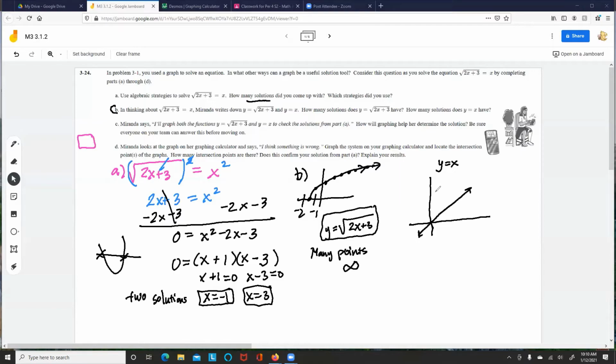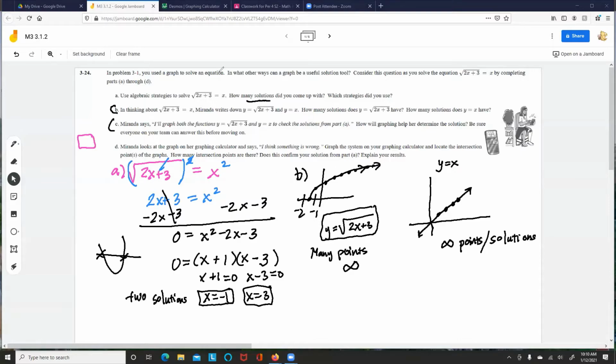Okay, so for y equals x, same question. How many solutions for this graph, y equals x? Infinite. They're infinite points, infinite solutions. So you're writing this down, right? Everybody's writing this down. This is your notes for today and the classwork for today. So we have an infinite amount of solutions. That's the answer to B.